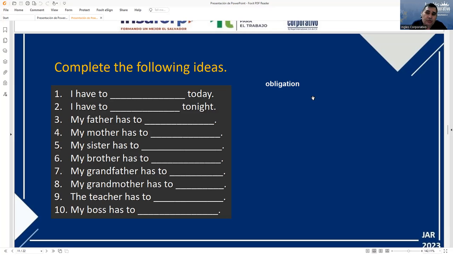My sister has to go to university. My brother has to take an exam. My grandfather has to go for a walk. My grandmother has to make dinner. She's an excellent cook. The teacher has to prepare the classes. My boss has to go to his office. My boss has to attend a meeting.